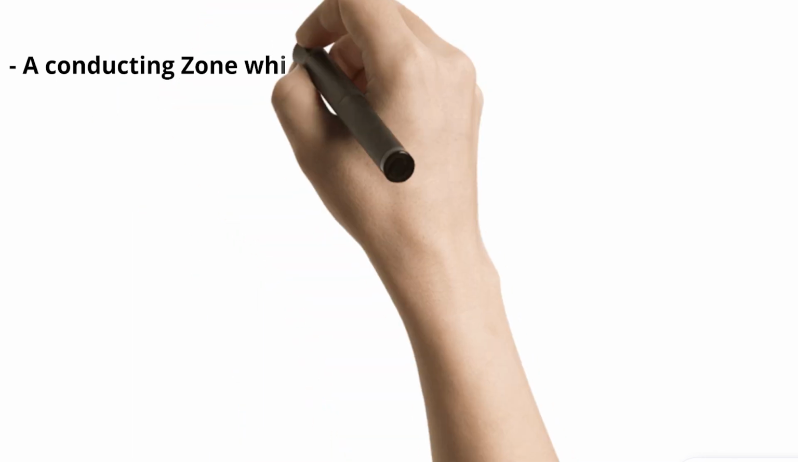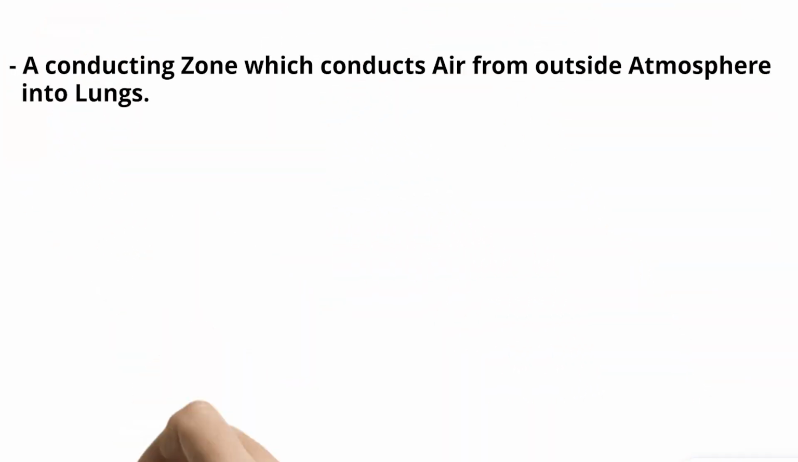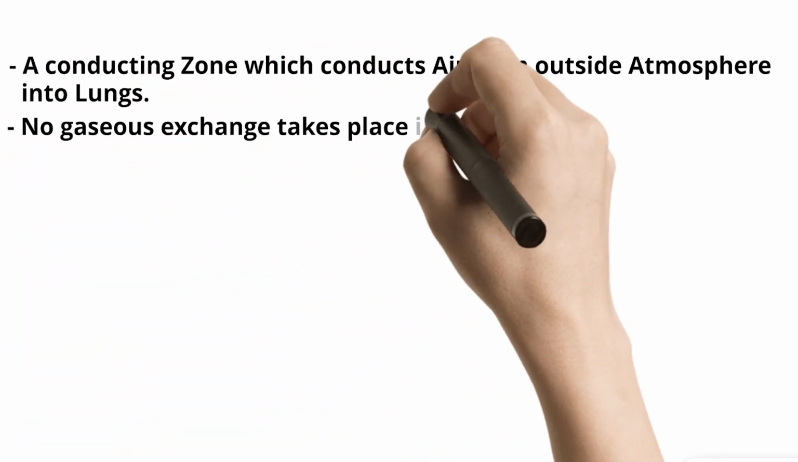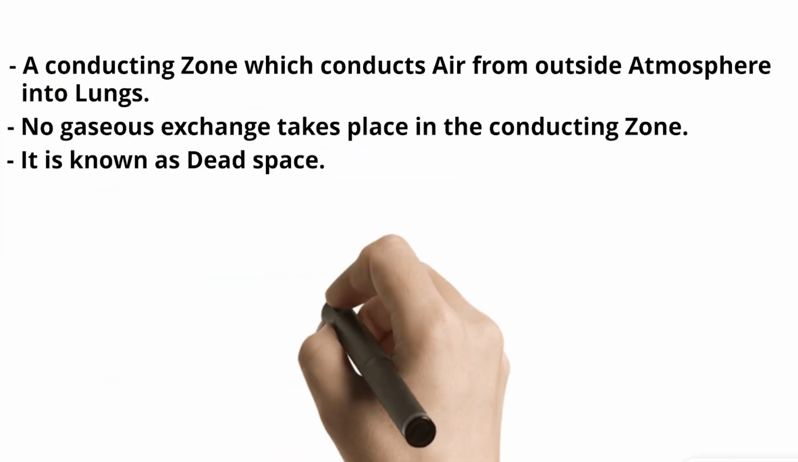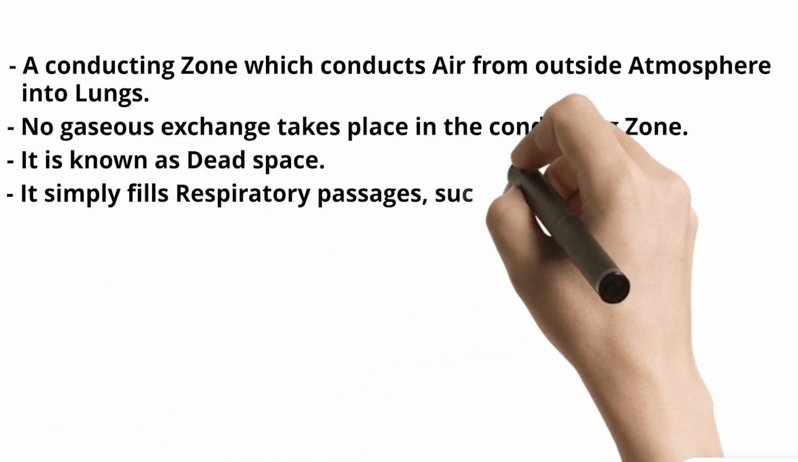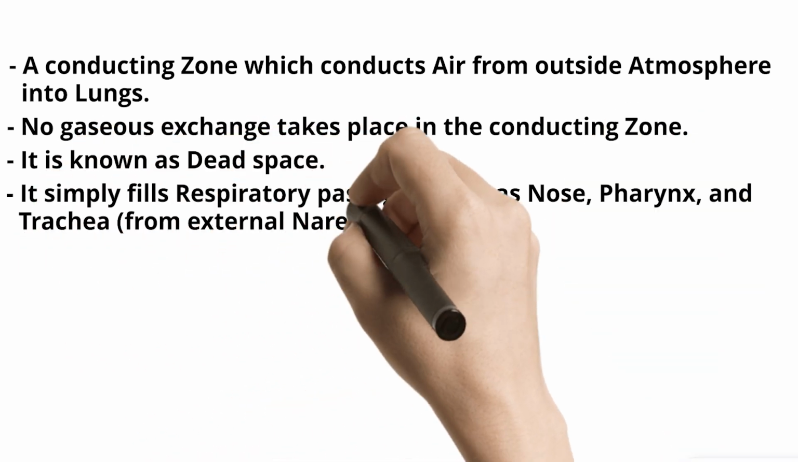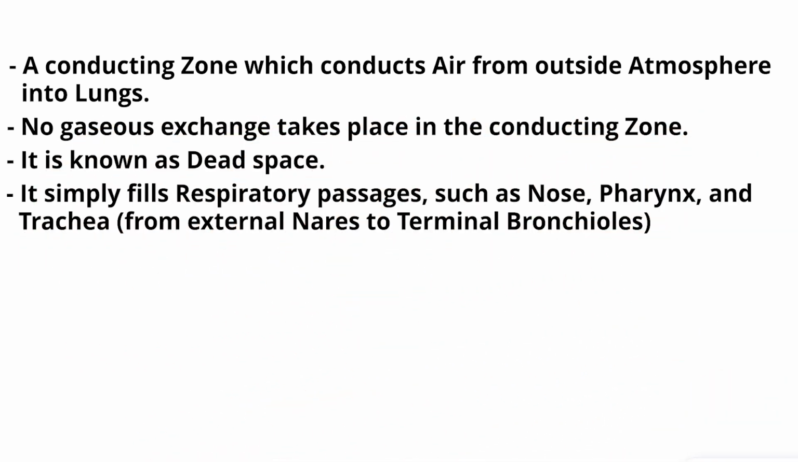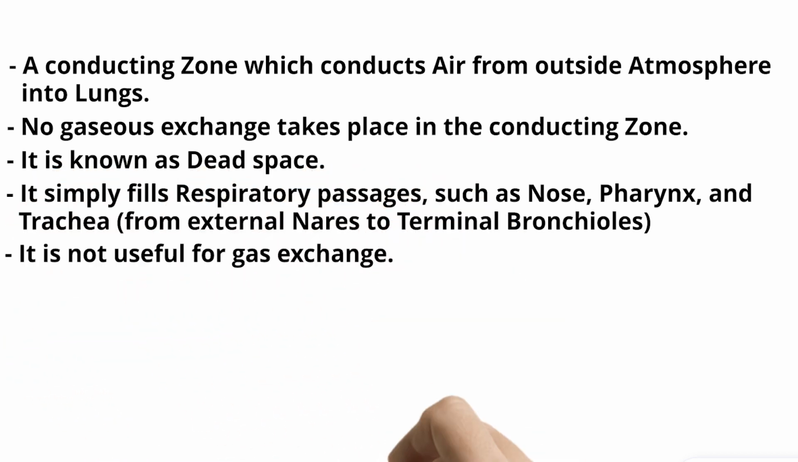A conducting zone conducts air from the outside atmosphere into the lungs. No gaseous exchange takes place in the conducting zone. It is known as dead space. It simply fills respiratory passages, such as the nose, pharynx, and trachea, from the external nares to the terminal bronchioles. It is not useful for gas exchange.